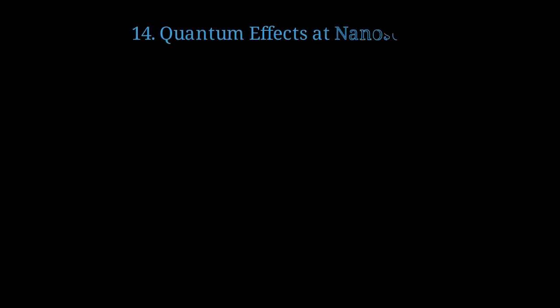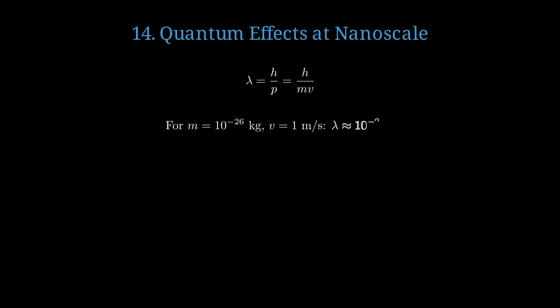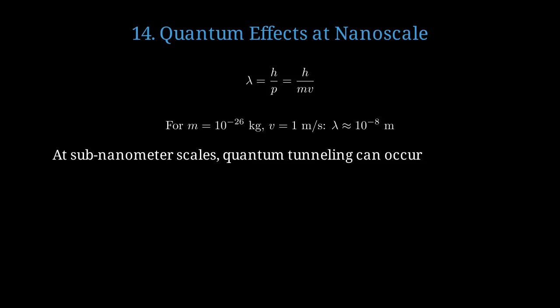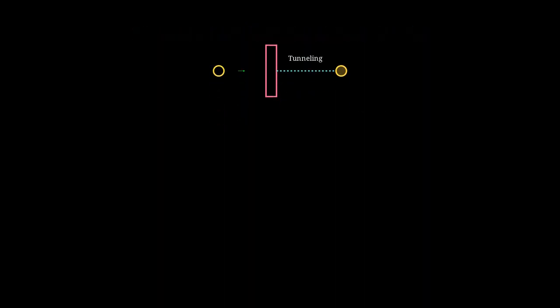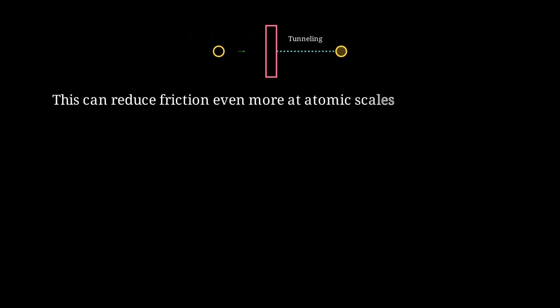At the smallest scales, quantum mechanics becomes important. The de Broglie wavelength lambda equals Planck's constant divided by momentum. For a mass of 10^-26 kilograms moving at 1 meter per second, the wavelength is about 10 nanometers. At sub-nanometer scales, quantum tunneling allows particles to pass through energy barriers. Particles can quantum tunnel through barriers that would be impassable in classical physics. Quantum tunneling can further reduce effective friction at the very smallest atomic scales.